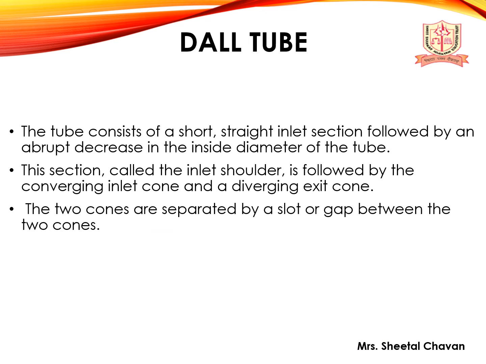The tube consists of a short straight inlet section followed by an abrupt decrease in inside diameter of the tube. This section is called the inlet shoulder. It is followed by the converging inlet cone and the diverging exit cone. These two cones are separated by a slot or a gap between the two cones.